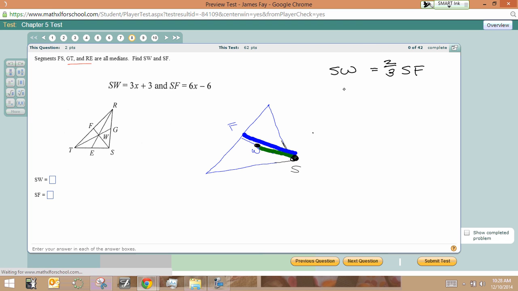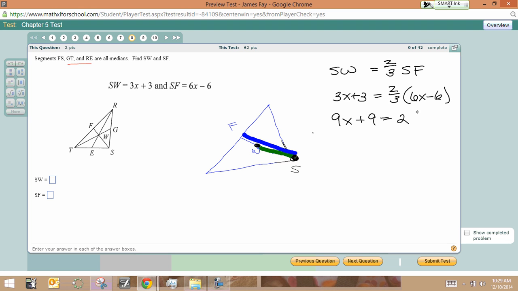Now SW was 3x plus 3. I'm going to have SF as 6x minus 6. Some of you probably like the algebra of multiplying everything by 3. That's going to give me 9x plus 9 is equal to 2 times 6x minus 6. Distribute my 2, you get 12x minus 12, and 9x plus 9. Subtract 9x from both sides, I get 3x. I'll add 12 to both sides and get 21. So here I get x to be 7.